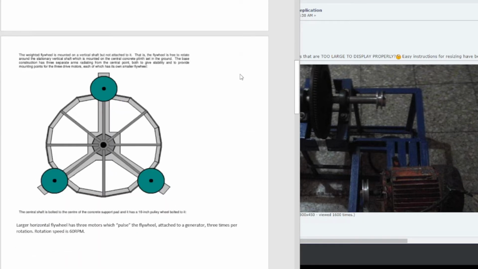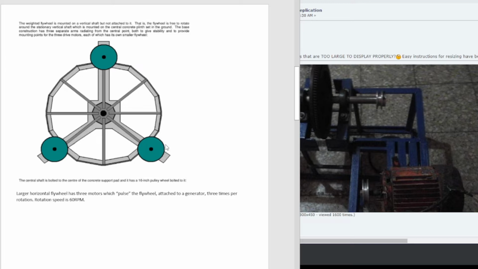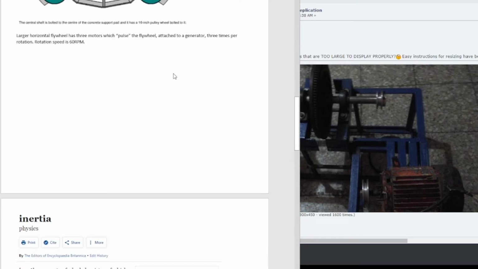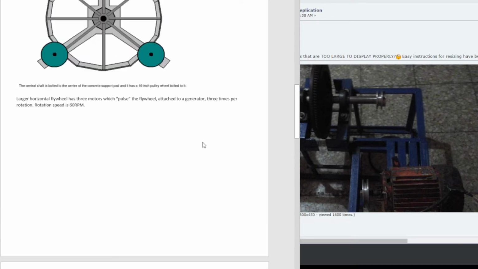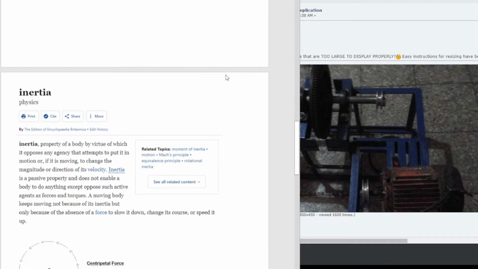But what interested me is that he made a large flywheel that was horizontal, and he had three motors and a piece of a tire on it, so it would get pulsed three times per rotation. Now, why he just didn't use one motor and three pieces of tire, I don't know. So I got to thinking about this. Let's read this. And it only spun at 60 RPM.